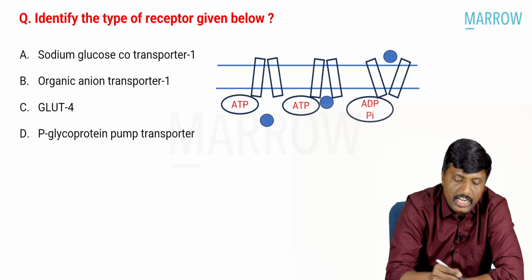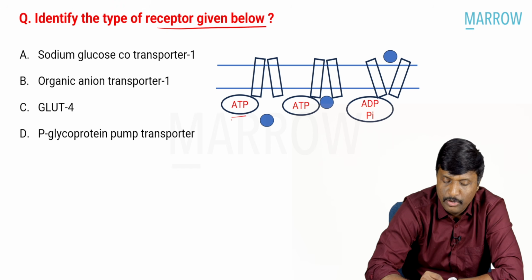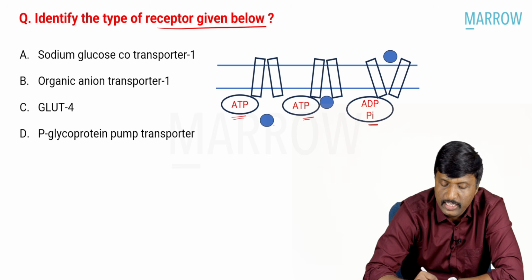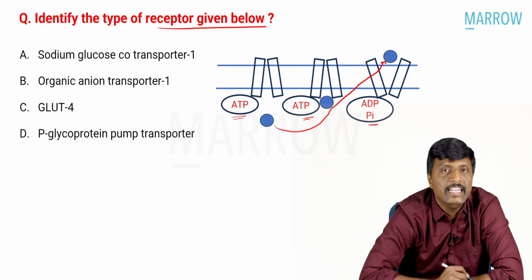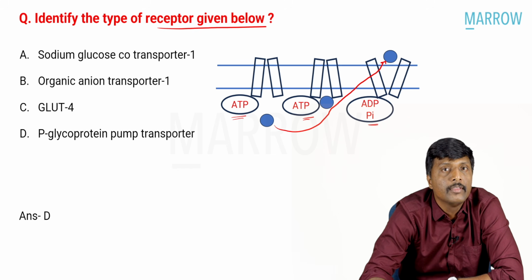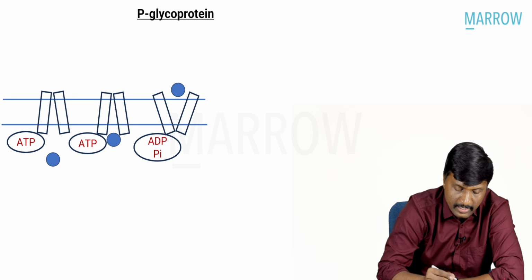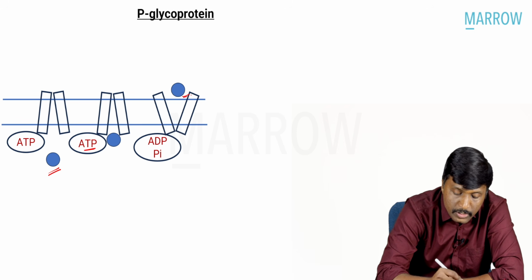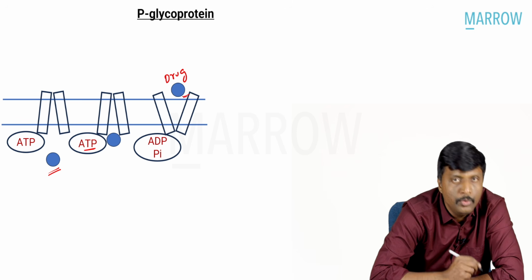Next, identify the type of receptor given below. Any idea? It is about ATP hydrolysis, and this important channel protein is moving a substance from inside to outside. For that it needs energy, ATP hydrolysis. It is none other than our P-glycoprotein. What is the importance of this P-glycoprotein, sir? Remember, there is ATP hydrolysis to move a substance from inside to outside. Most importantly, this substance is going to be a drug, thrown from inside to outside.